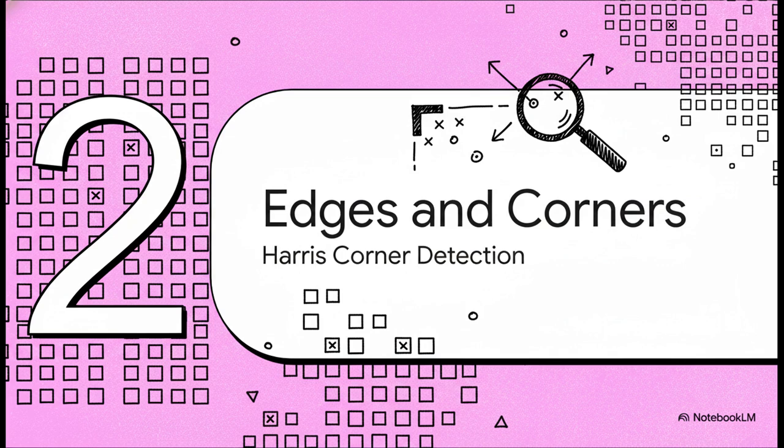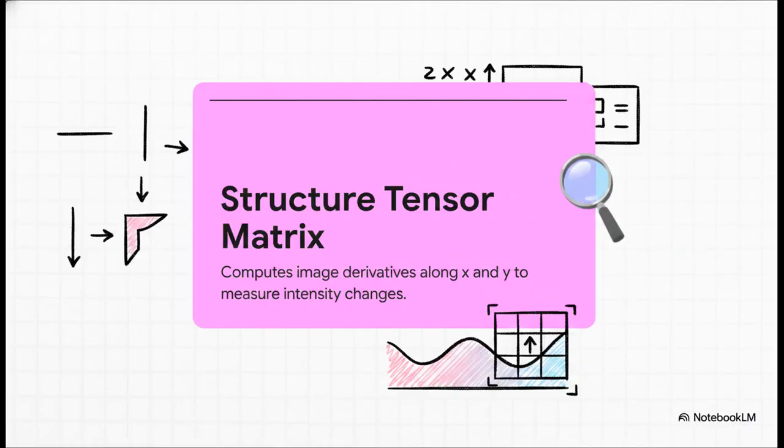Section 2. Finding edges and corners. Let's escalate the problem and see how the math actually works. To hunt down those corners, we use the Harris corner detection algorithm, which goes all the way back to 1988. At the heart of this is the structure tensor matrix. Now please, don't let the math intimidate you here. Conceptually, this matrix is just a mathematical way of calculating exactly what we just talked about. It measures the image derivatives, the changes in intensity, along the x and y axes. It's essentially the engine that tells the computer whether that little sliding window is passing over a boring flat spot, a straight edge, or a highly distinctive sharp corner.